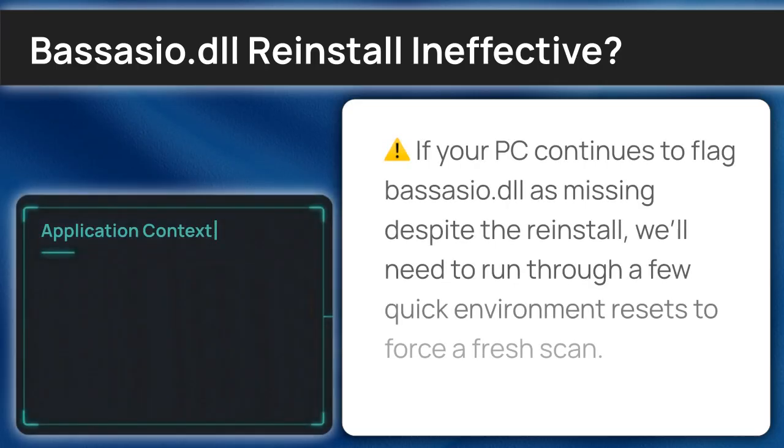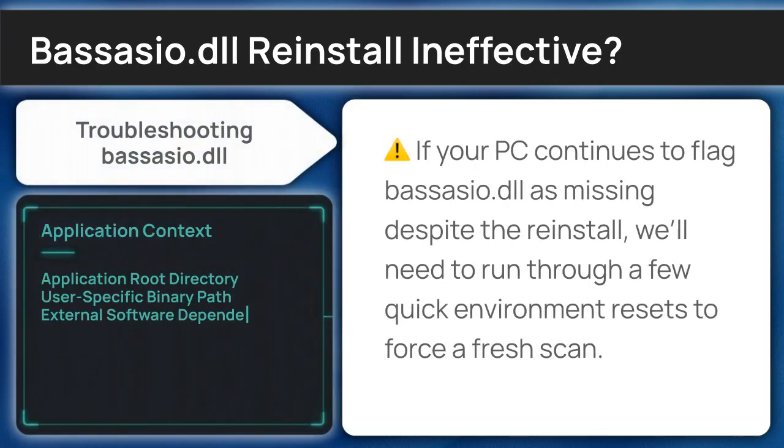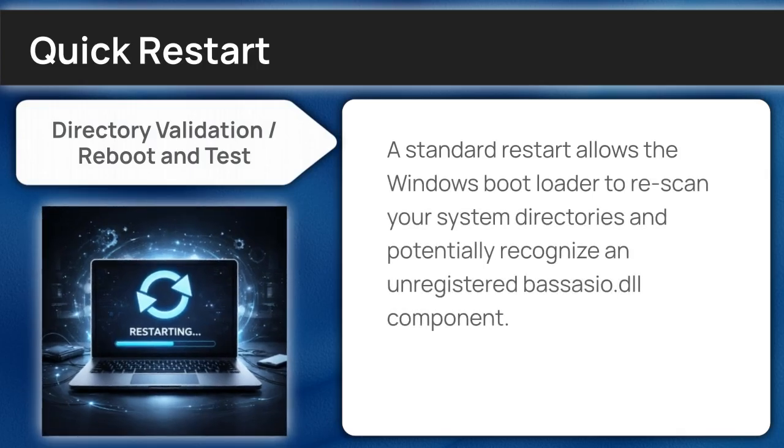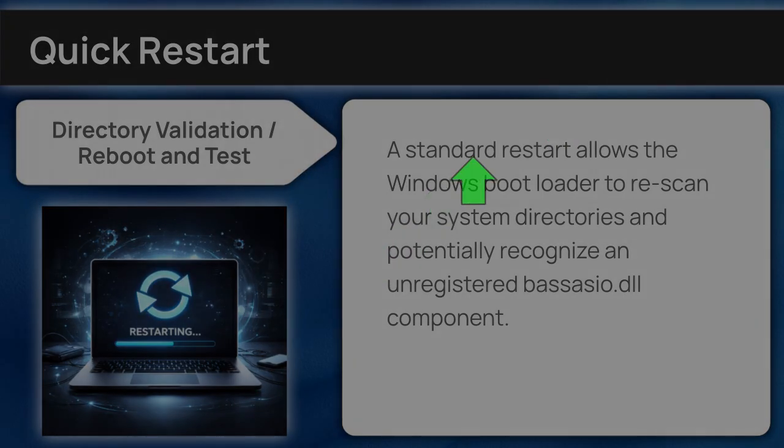If no luck was had with the redistributable package, we will escalate the fix by performing a targeted reset of the system state. A system reboot is a reliable way to clear away zombie processes that might be interfering with the BASS ASIO module. It's a low-impact step that ensures your operating system is starting with a synchronized environment.